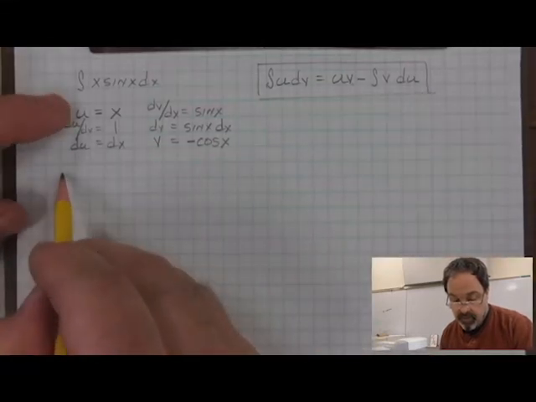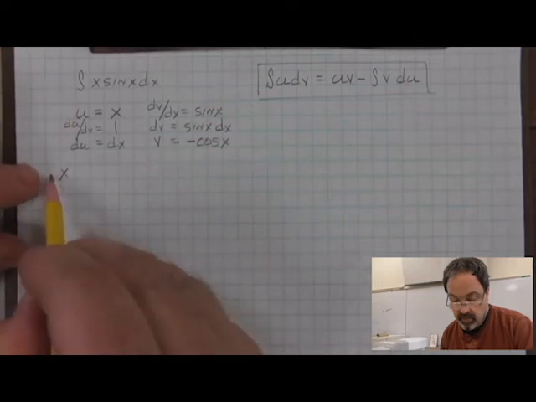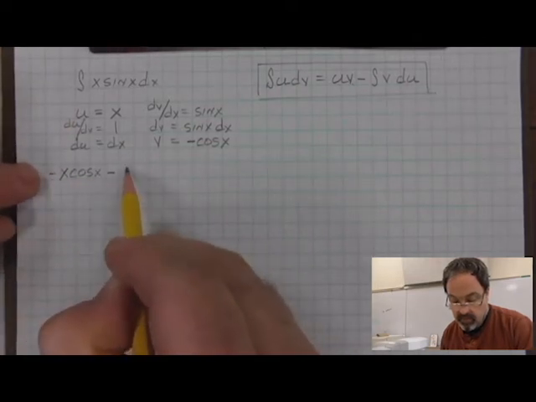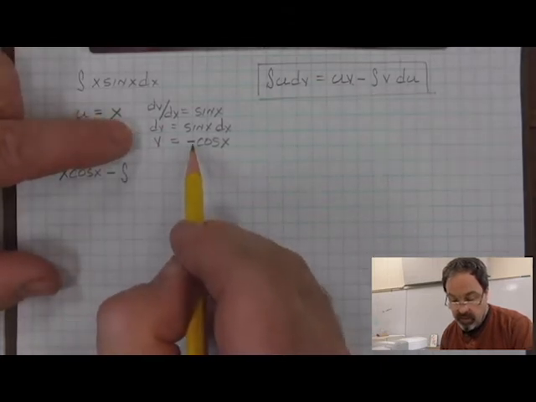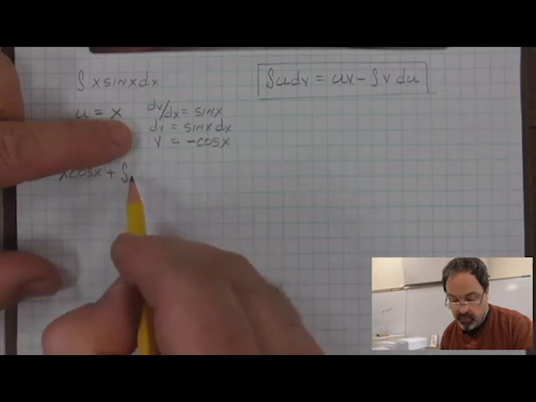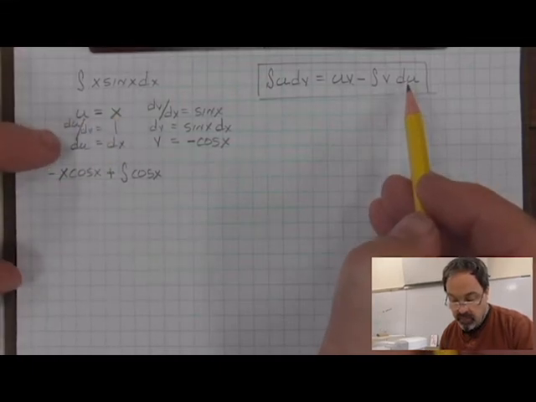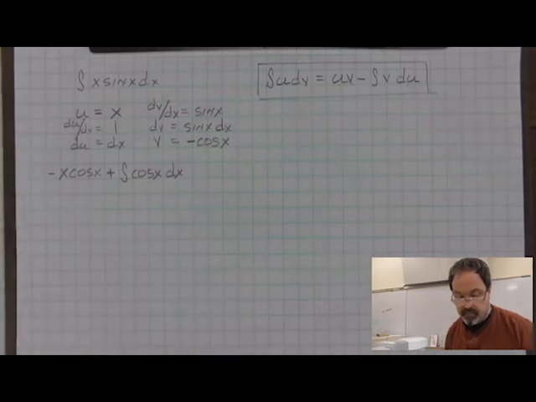And it will be u times v minus the integral of v, or in this case, negative cosine x. I will put the negative out front, turning this to an addition. And then finally du, which is simply dx.